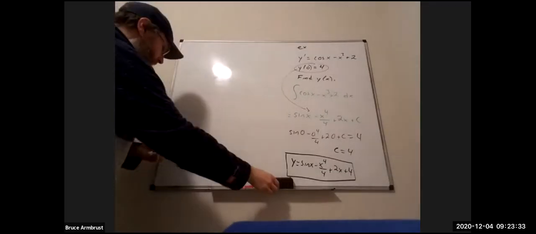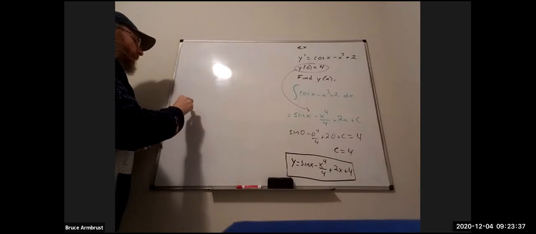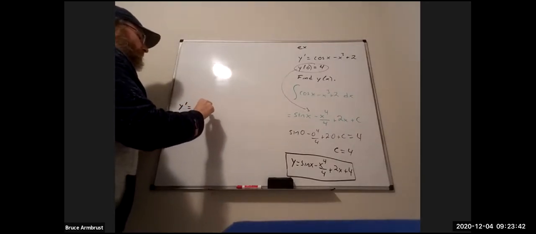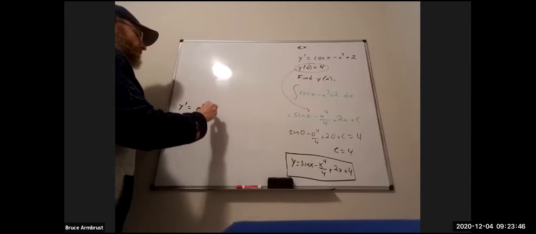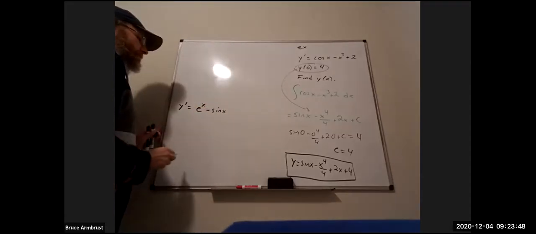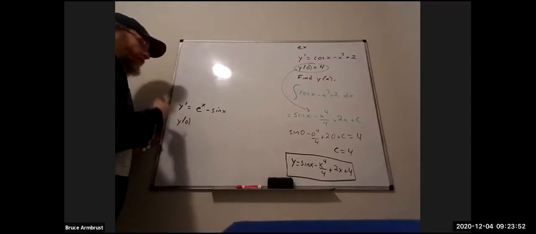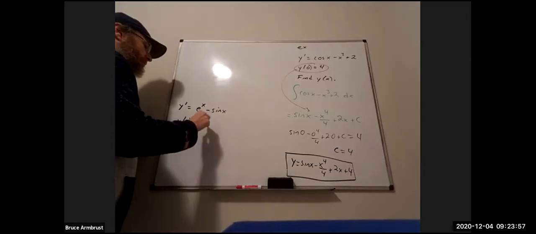So here's another easy one. Let's go with y prime is equal to e to the x minus sine of x. And I'll give you an initial condition of y of 0 equals -2.